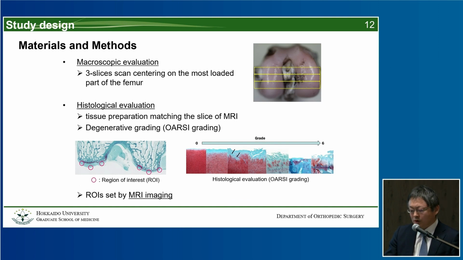Our evaluation methods involved both macroscopic and histological assessment. In the histological assessment, we also checked the degeneration grading by using the OARSI grading, which we usually use. We set the lesion of interest at the 6 points as in this slide, and we checked the MRI signal.